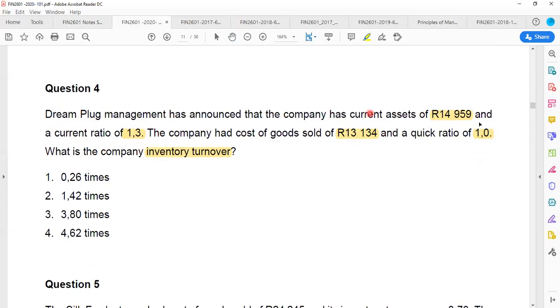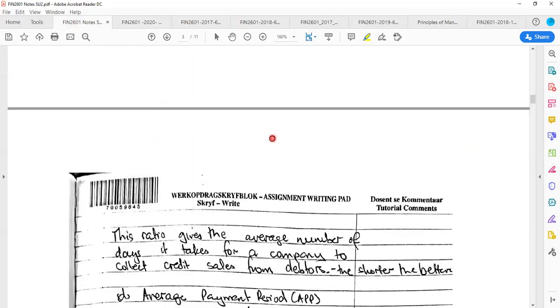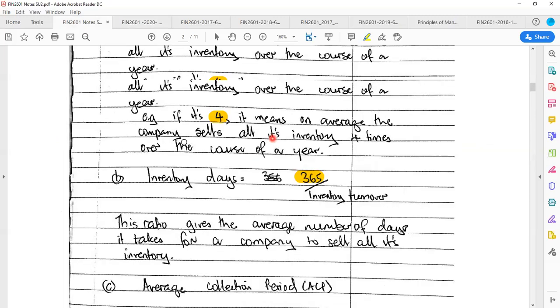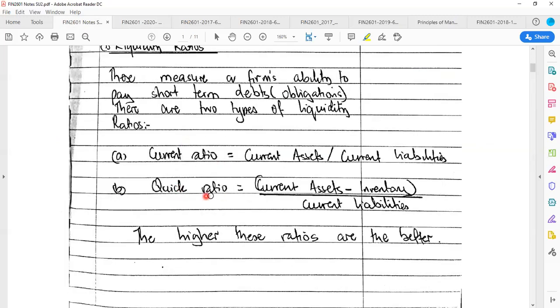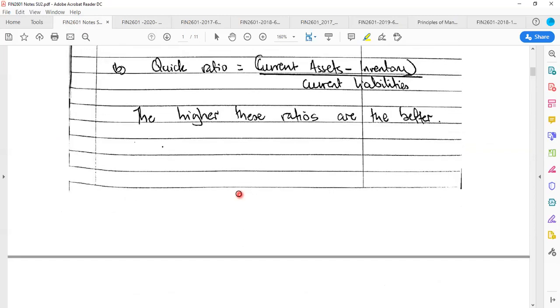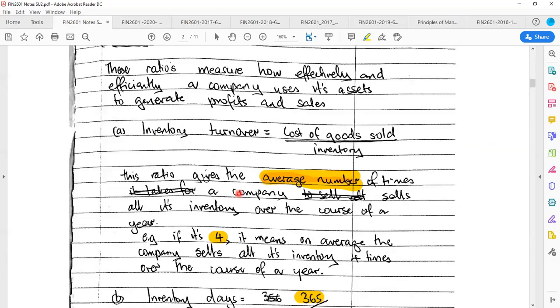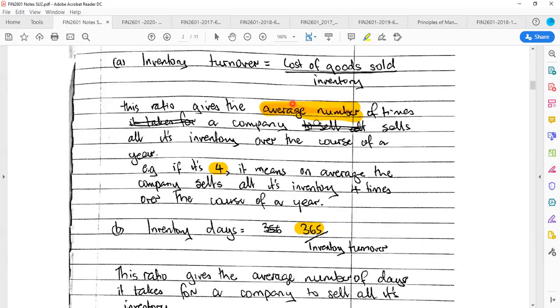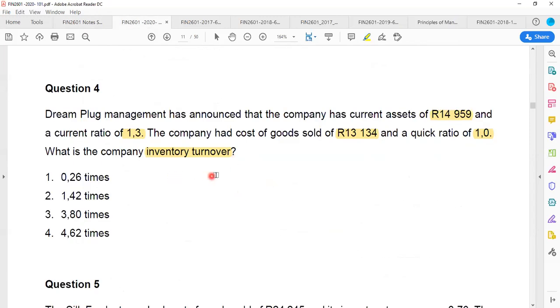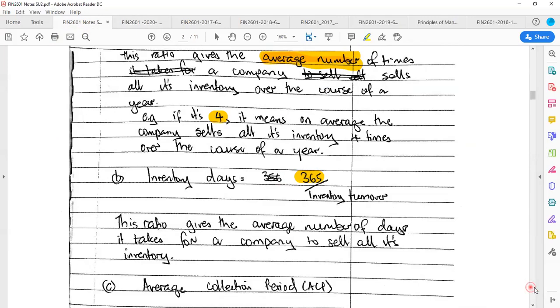So far I've introduced you to all these ratios. You're now familiar with what a current ratio is. You now know what a quick ratio is, and you know what an inventory turnover ratio is, right? I've taken you through that. So they want us to determine the inventory turnover ratio, right?